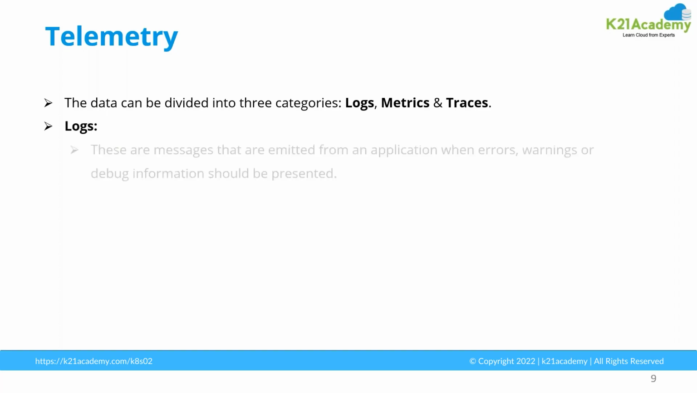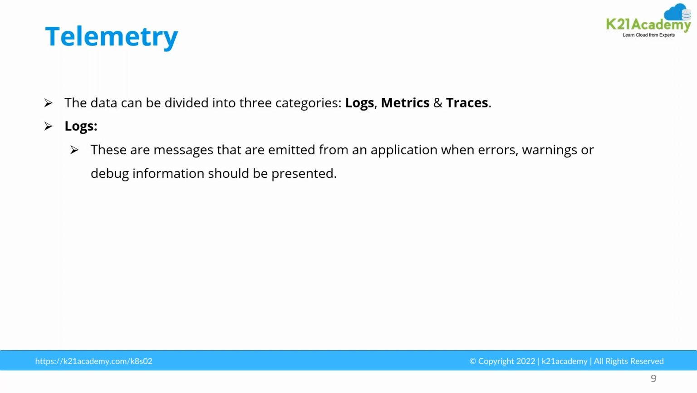Now, in telemetry, the data is divided into three categories: logs, metrics, and traces. Both observability and telemetry have the same categories: logs, metrics, and traces. Again, I don't have to define what a log is, right?